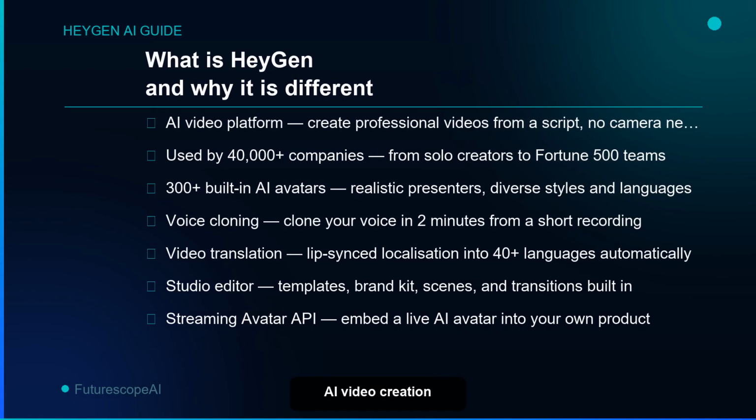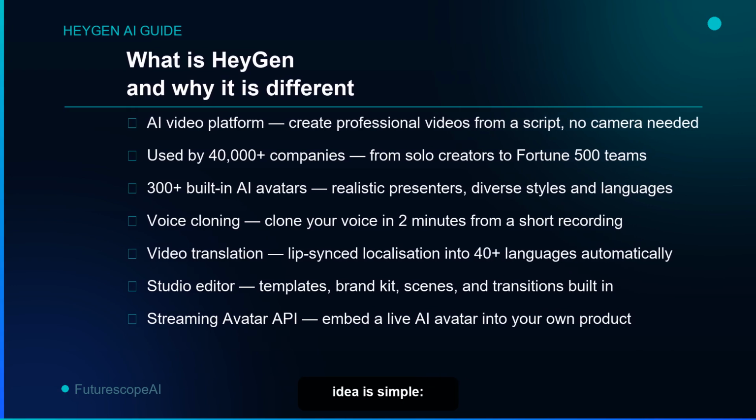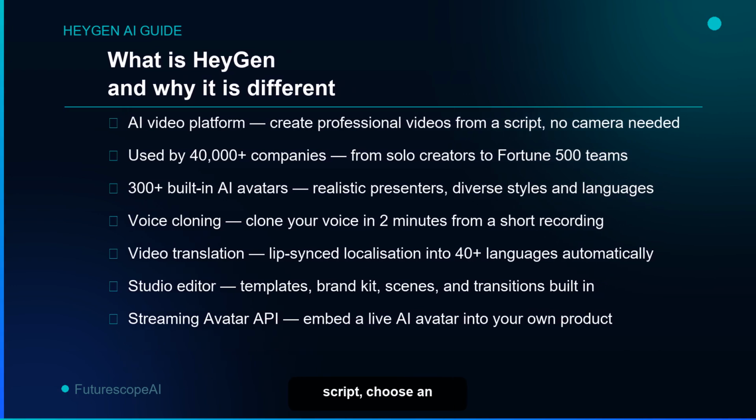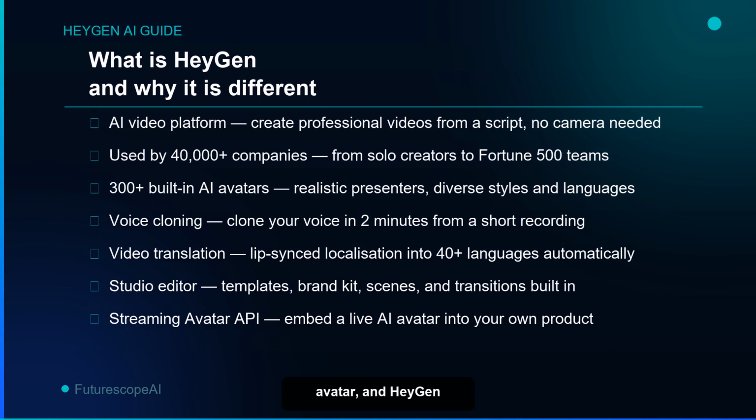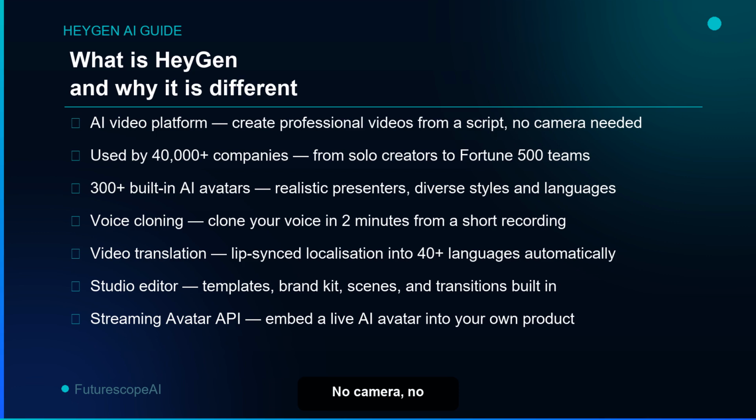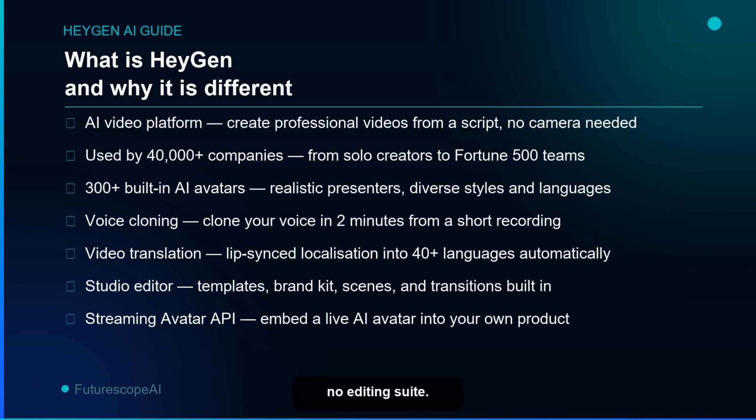HeyGen is an AI video creation platform. The core idea is simple: you provide a script, choose an avatar, and HeyGen produces a video. No camera, no lighting, no presenter, no editing suite. It is used by over 40,000 companies, from individual YouTube creators to enterprise sales and HR teams. The platform offers over 300 built-in AI avatars covering diverse ages, genders, languages, and presentation styles. The defining features that separate HeyGen from most competitors are three.